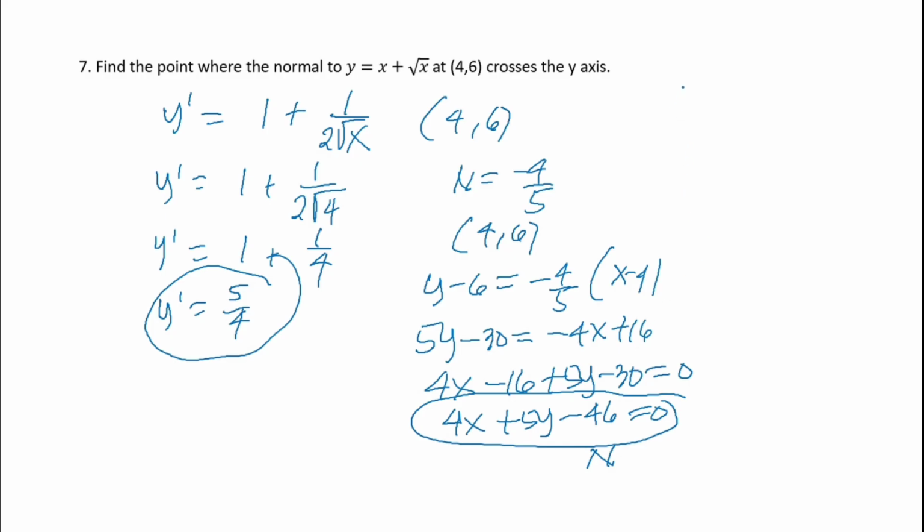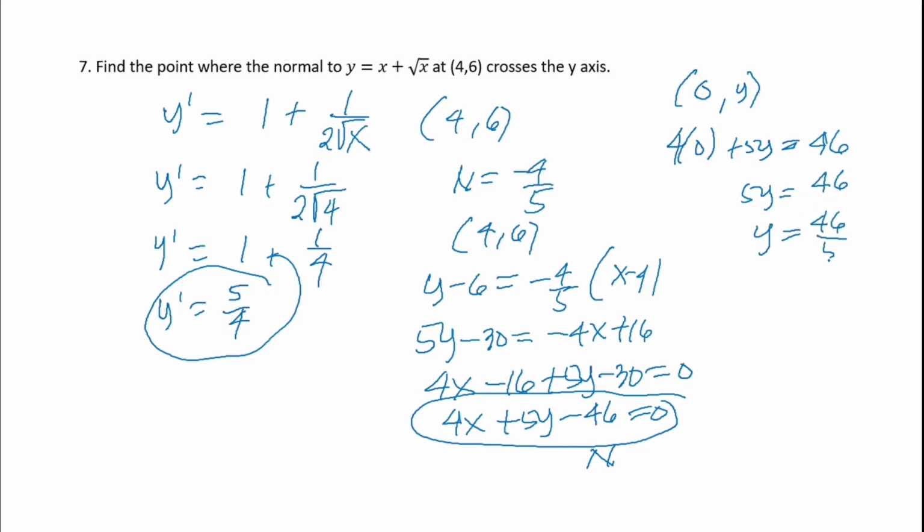If that is the y-axis, then the point is 0 and y. So we need to find the value for y, given that x is 0. By this equation, we substitute: 4 times 0 plus 5y is equal to 46. So 5y is equal to 46. So y is equal to 46 over 5. So the point where it crosses the y-axis is 0 and 46 over 5. So this is the point, 0 and 46 over 5.